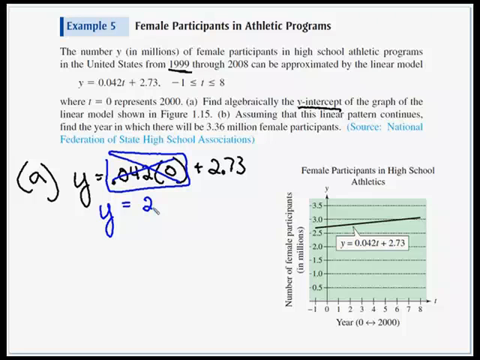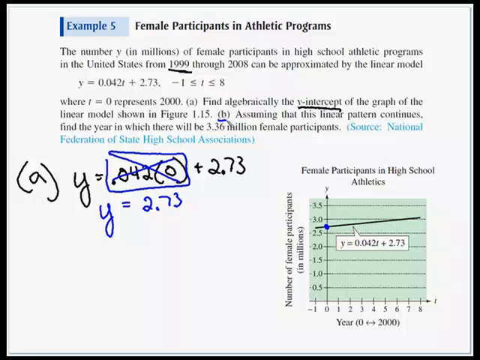Y equals 2.73. If we looked at the graph, we can verify that, that's got to be in the ballpark. We are between 2.5 and 3.0. That does fit in there, but that's not a number we can find exactly just by looking at the graph.